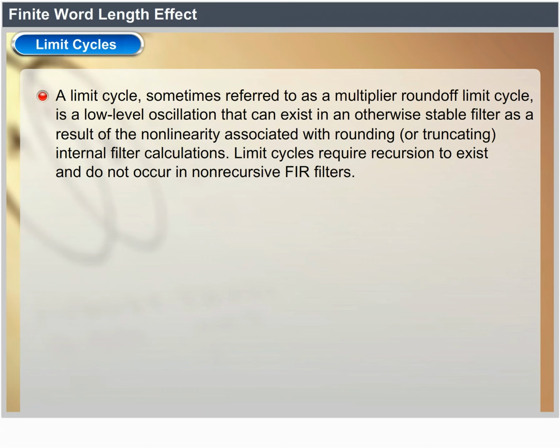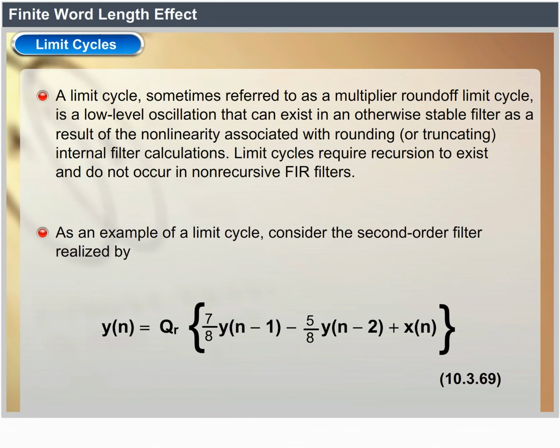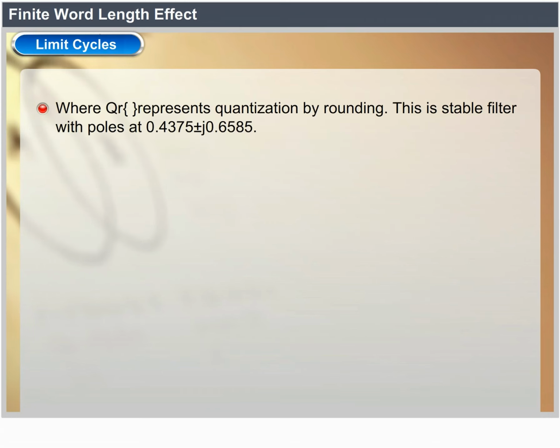As an example of a limit cycle, consider the second order filter realized by y of n equal to QR of 7 by 8 into y of n minus 1 minus 5 by 8 into y of n minus 2 plus x of n, is called equation number 10.3.69, where QR represents quantization by rounding. This is a stable filter with poles at 0.4375 plus or minus j into 0.6585.